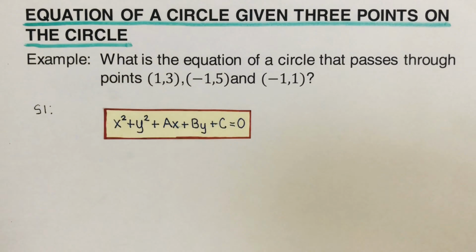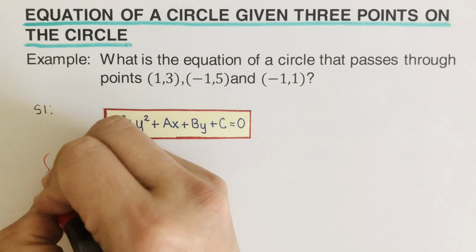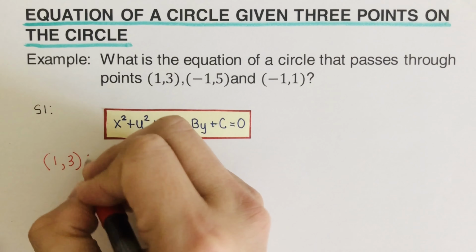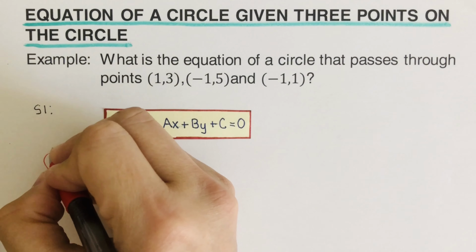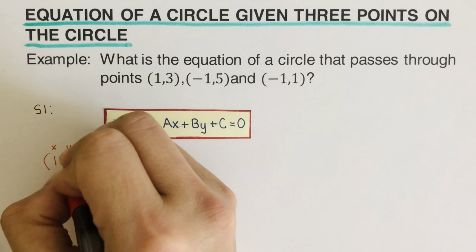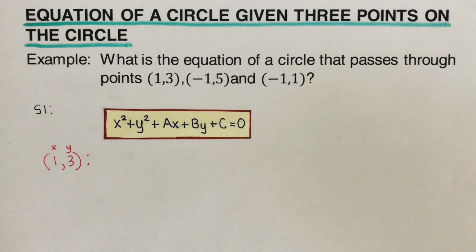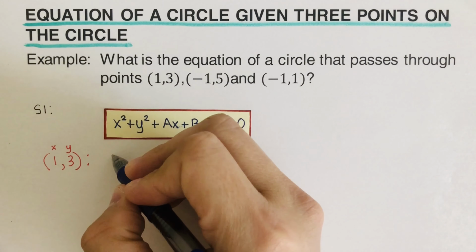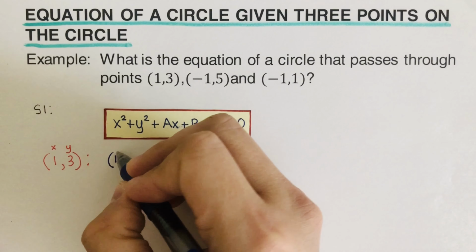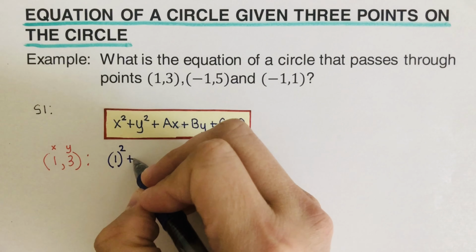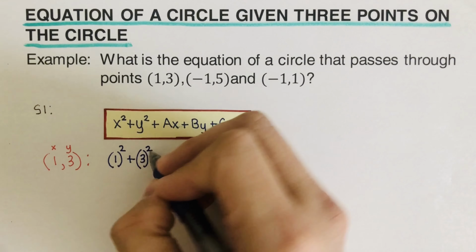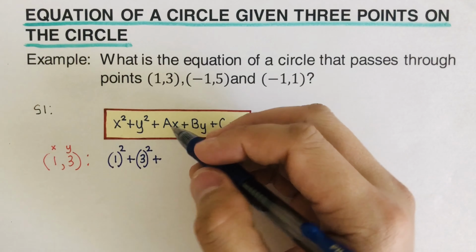So let's start with the first point, that is 1, 3. I'm just going to go ahead and write 1 and 3 here. And then again, we are going to plug this in. Remember, this is the x and this is the y. So we plug it into the general equation of the circle. We start with the x is 1, so I say 1 squared plus the y is 3, so that would be 3 squared plus the a is missing.